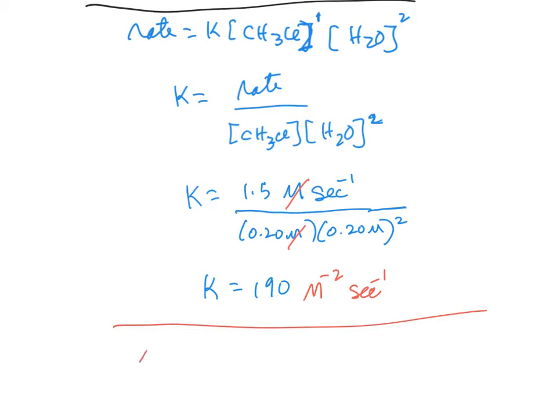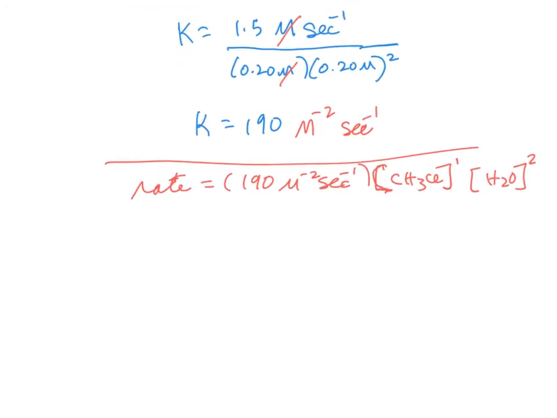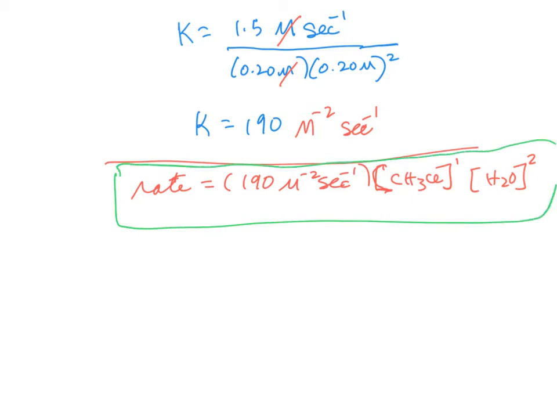Next, you go back and put it all together. Rate will be equal to 190 molar to the minus 2 seconds to the minus 1 times the concentration of chloromethane to the power 1 and water concentration squared. So that is the rate law, and this would be the final result that I would be asking for on a test. Now the 1 for the chloromethane, you can leave that 1 out. Most people do. 1 is assumed.